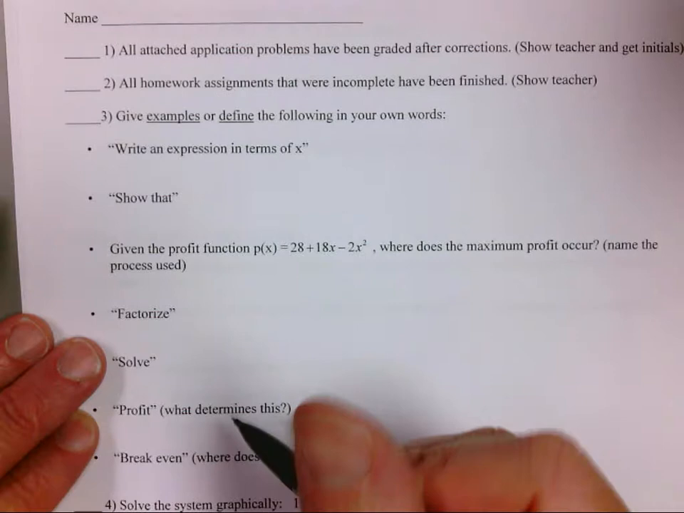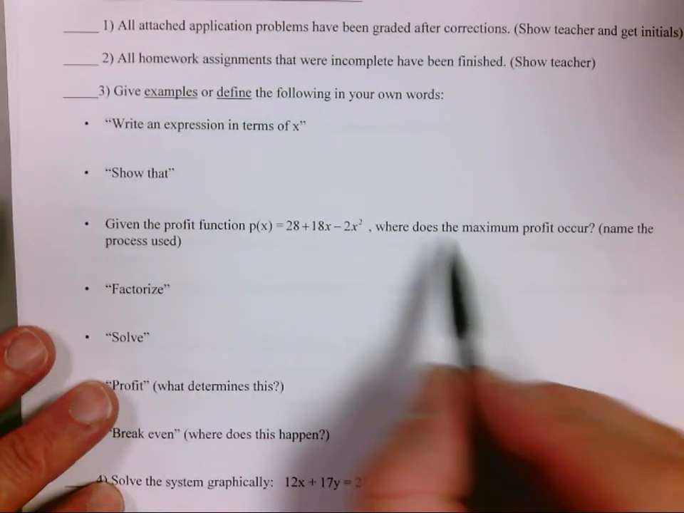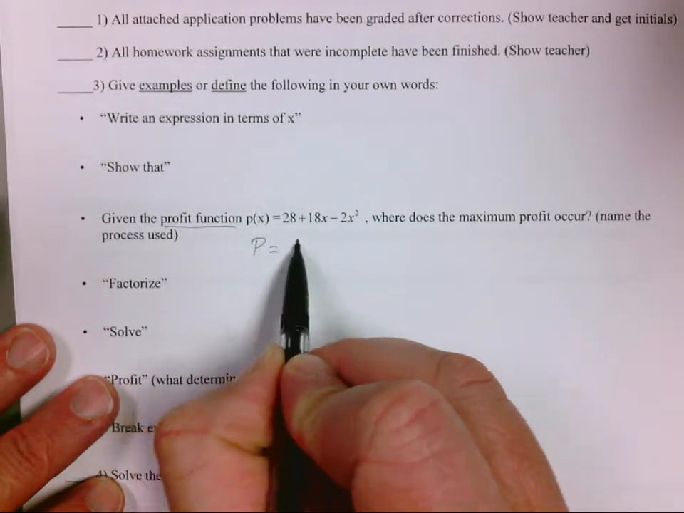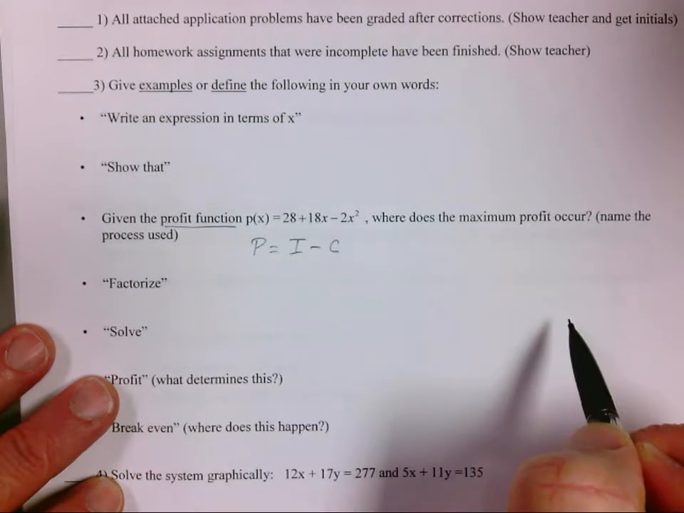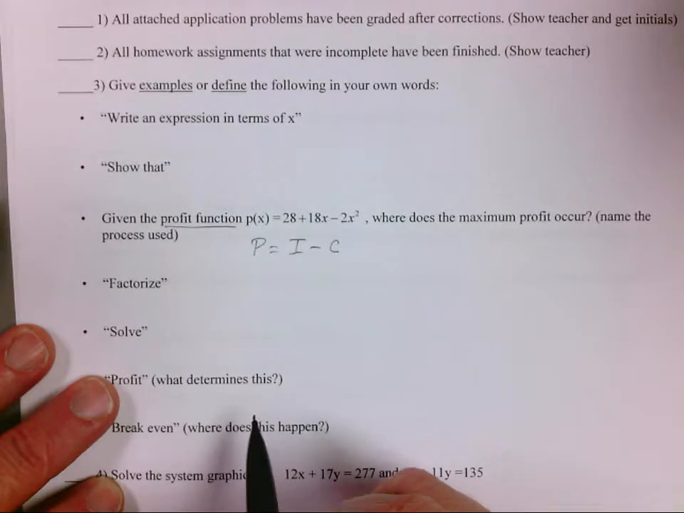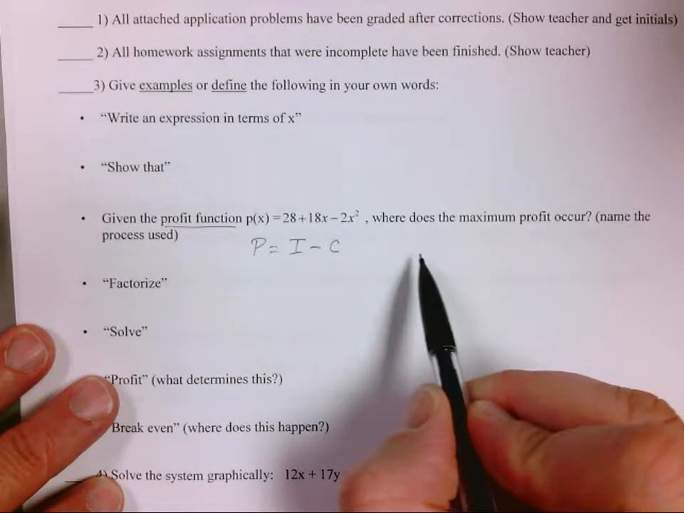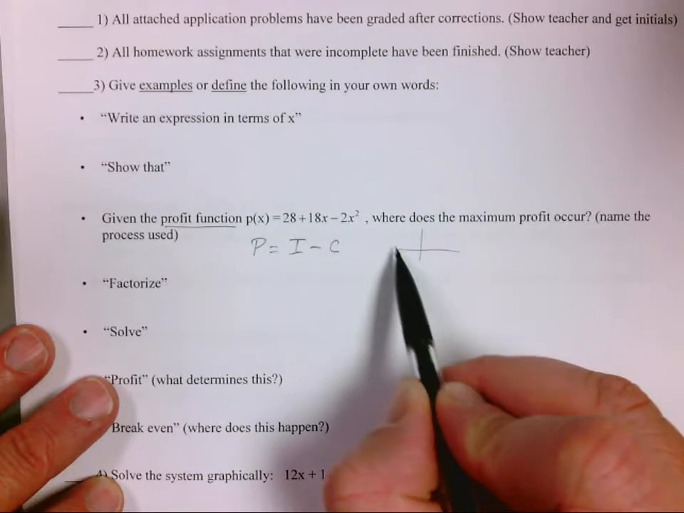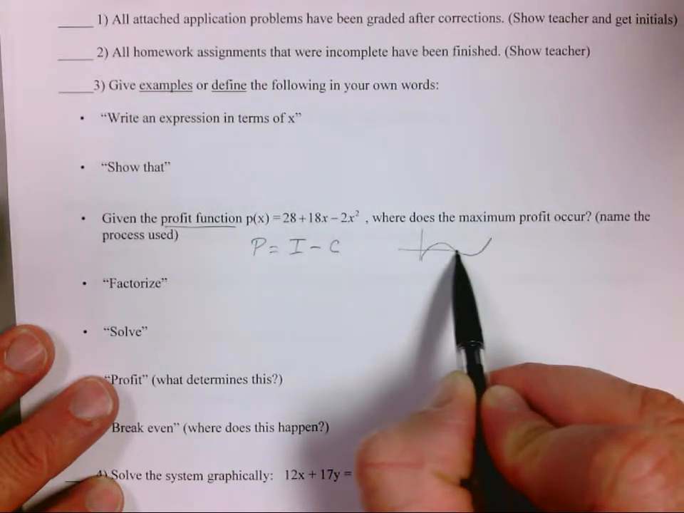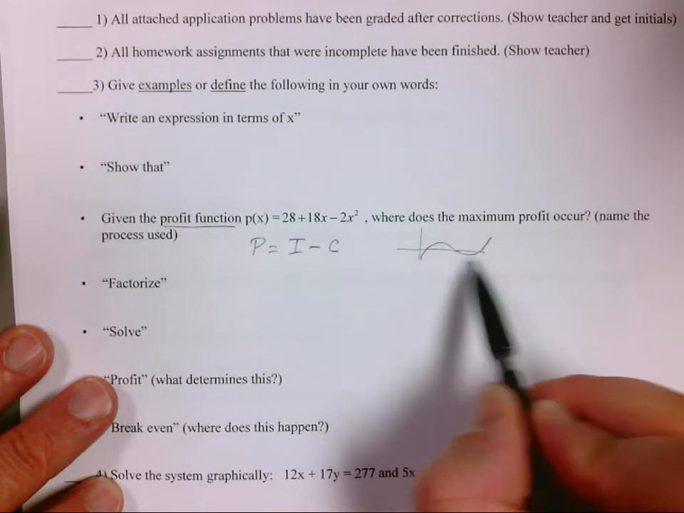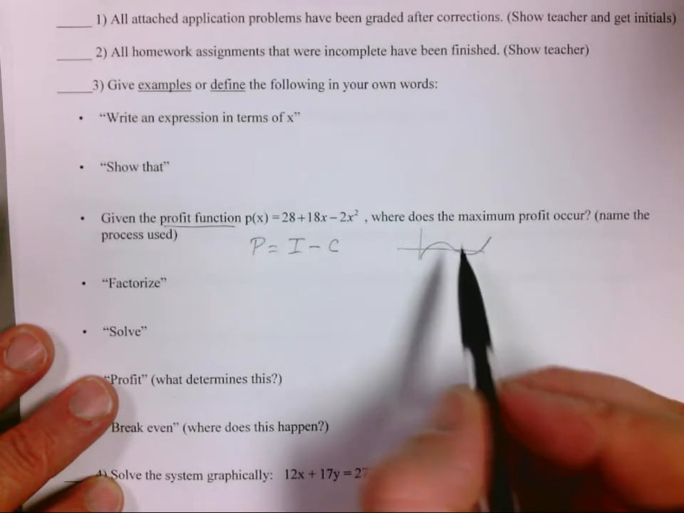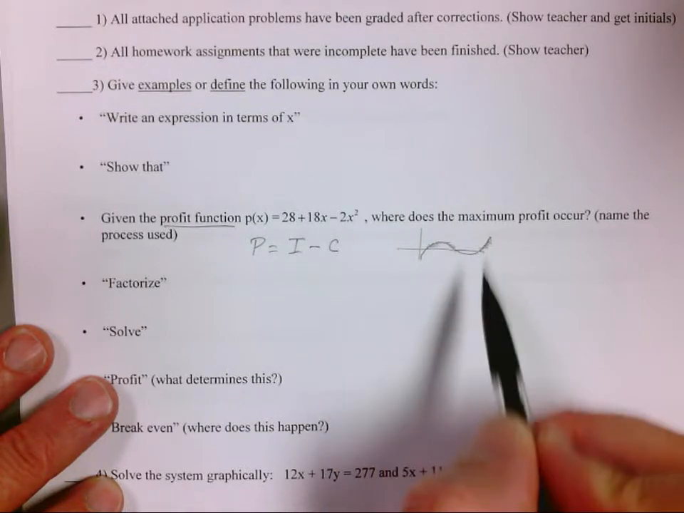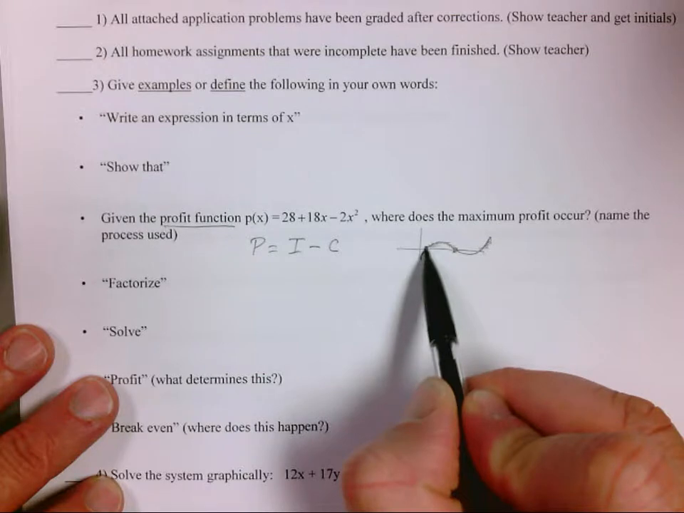I do want to talk about profit again. Profit is income minus cost. Profit does not equal income. So if you're looking at profit, you're talking about the graph of profit. If it's going up and down, income and cost are going into that function somehow. So all this area right here is a positive profit. This is where you make no money, and this is where you lose money.